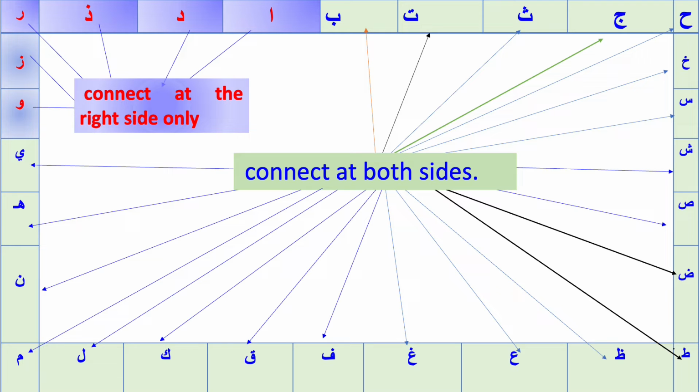So we'll keep this slide all along the lesson so that we can always refer to these letters. Whenever we need any of those letters, we can easily remind ourselves that this is a letter that can connect to the right and left, and this is a letter that can only connect to the right hand side.